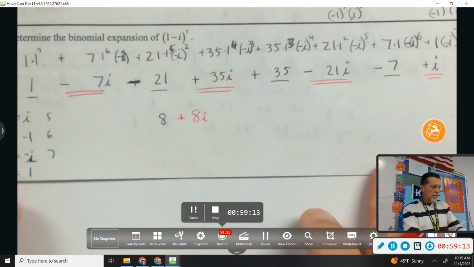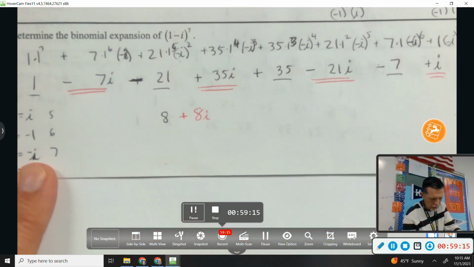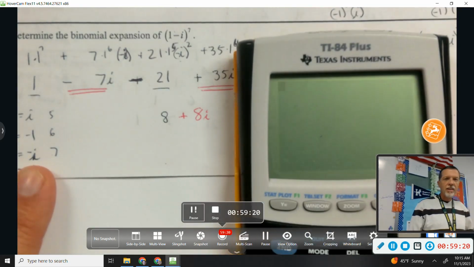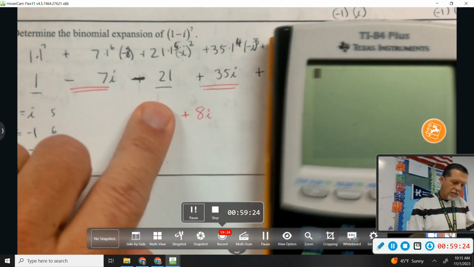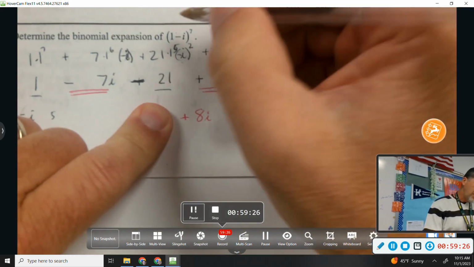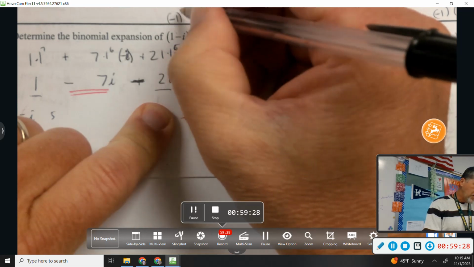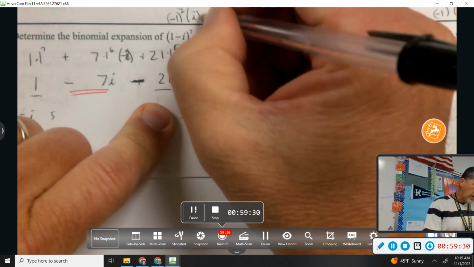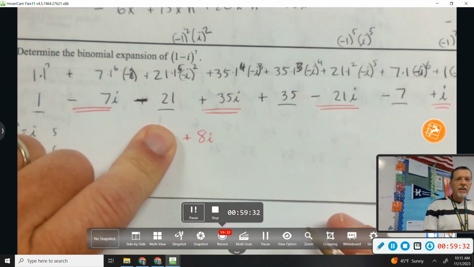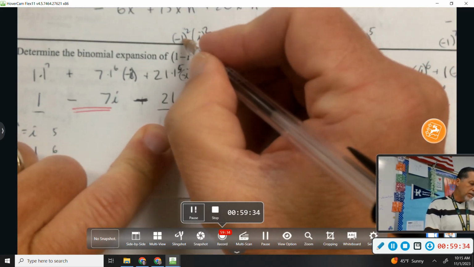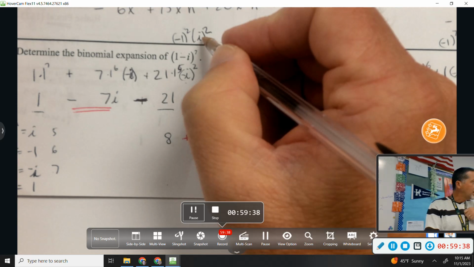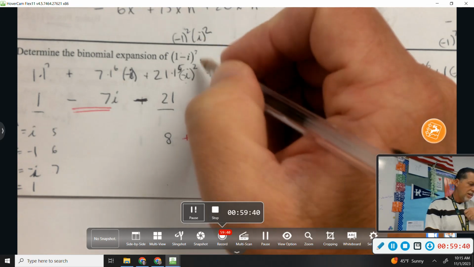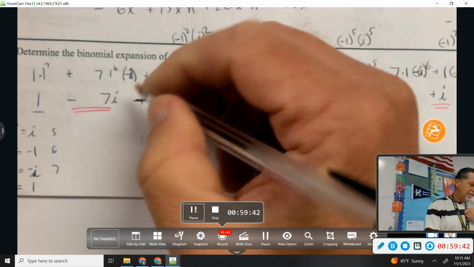What a lovely little problem that was. I want to verify that I got that right. I think the first 21 is positive. You think that one's positive? So it's negative 1 squared times i squared, right? So negative 1 squared is positive 1, but i squared is negative 1. And negative 1 times negative 1 is positive 1, because it's a negative i.